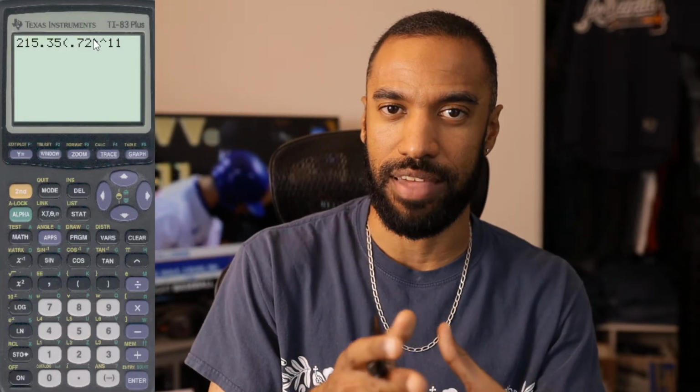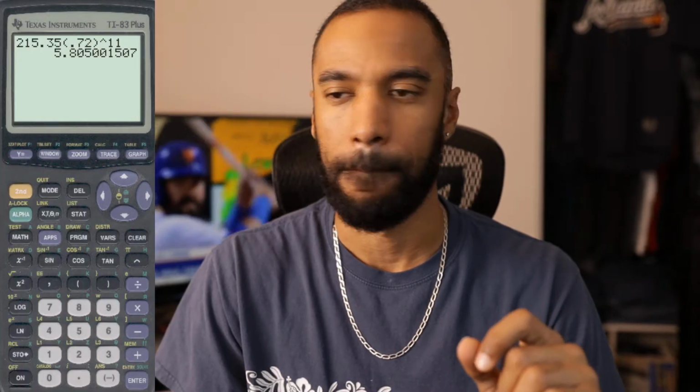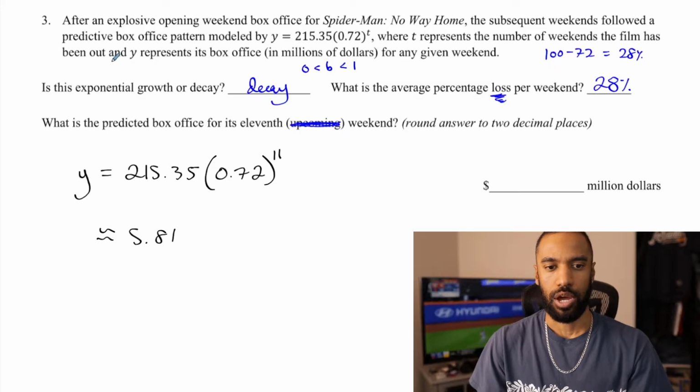We multiply by 0.72 11 times. We take 72% of our value, and then 72% of that value, and 72% of that value, 11 times. That's what we're looking for. So this answer is 5.805. I'm going to write 5.81. Now, what does that represent?